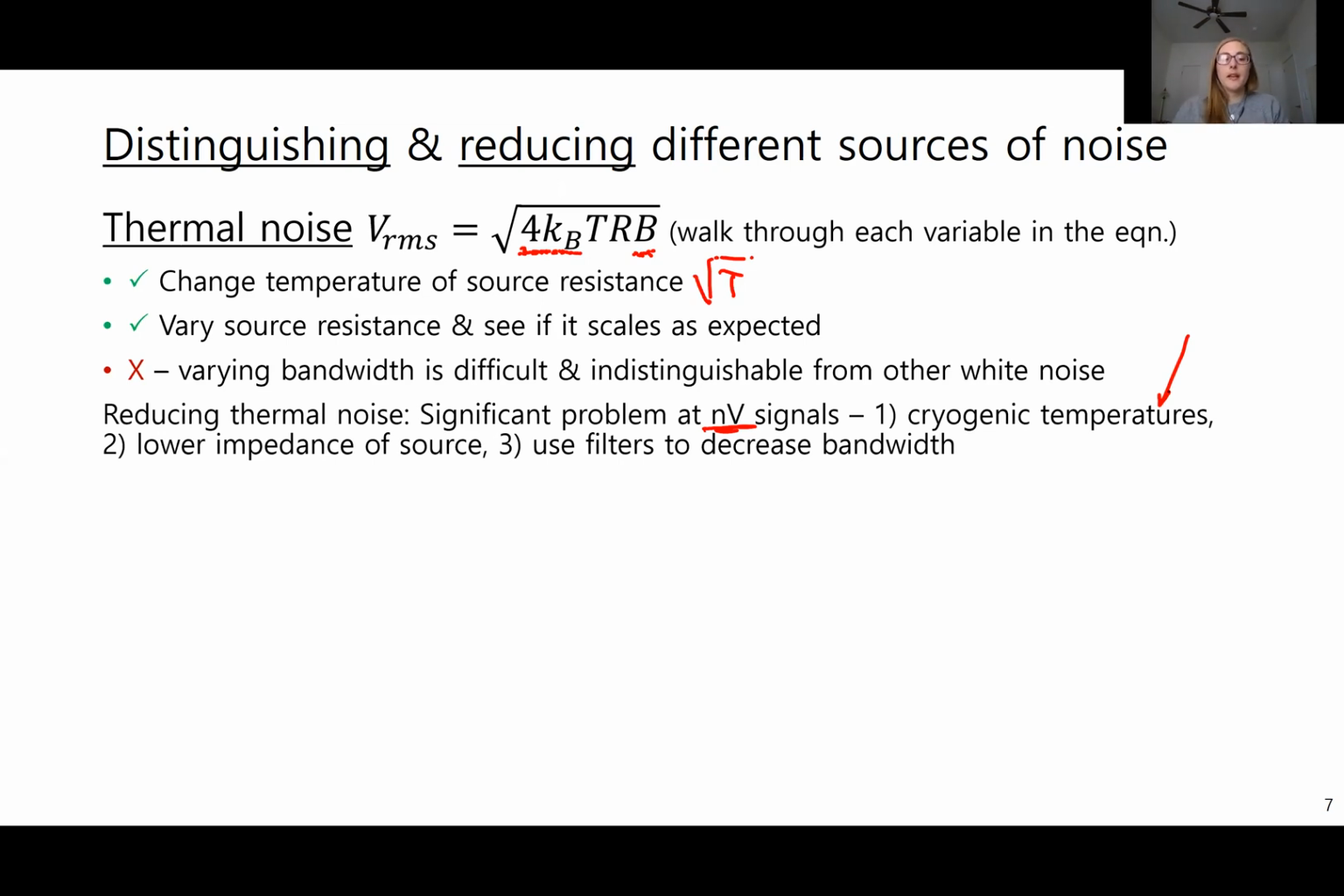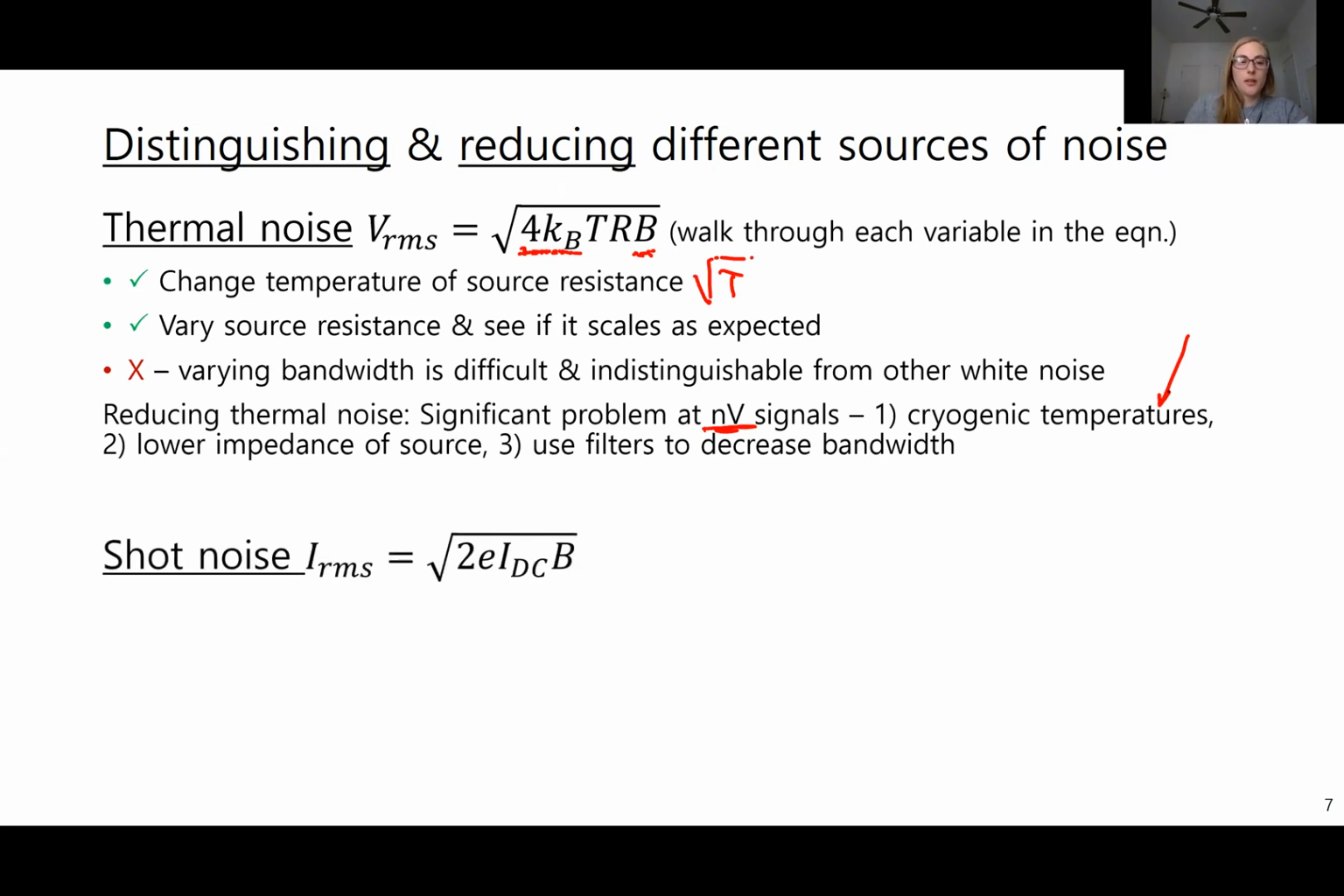And again, identifying and reducing noise, similar, walk through the equations. If you can, lower the impedance of your source, and you can use filters to decrease that bandwidth if you know exactly what band of frequencies you're looking for. You can use your bandpass filters, low pass filters, and the like. So we can do very similar things with shot noise.